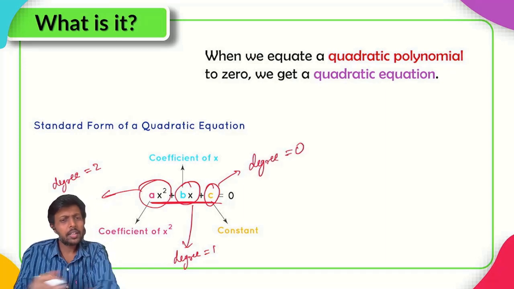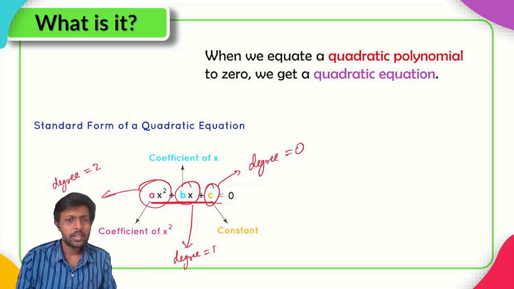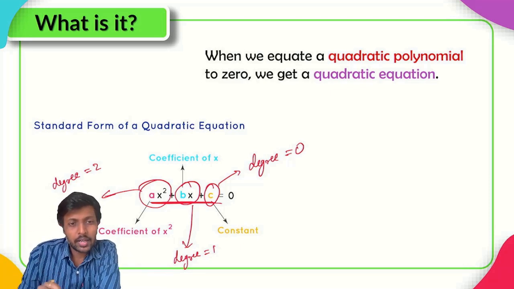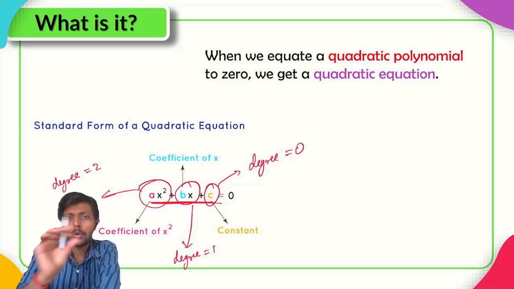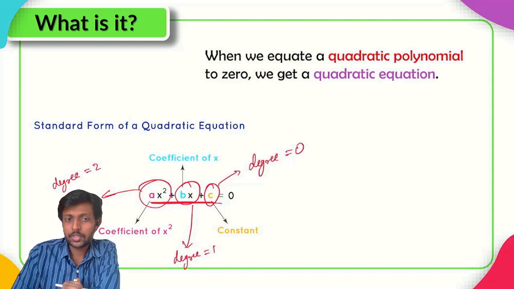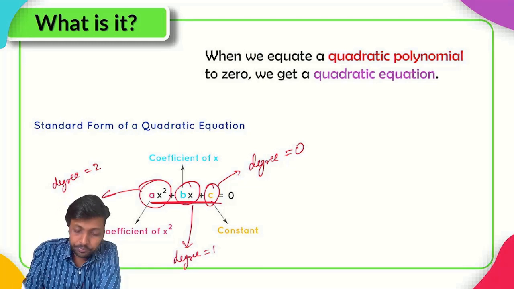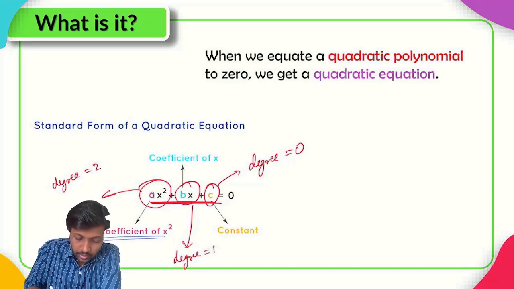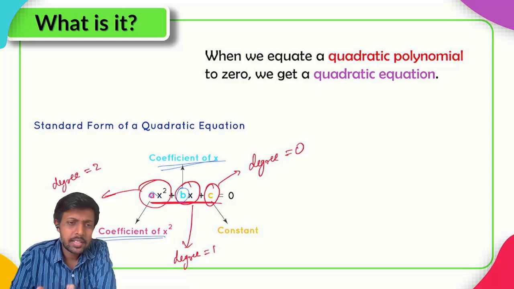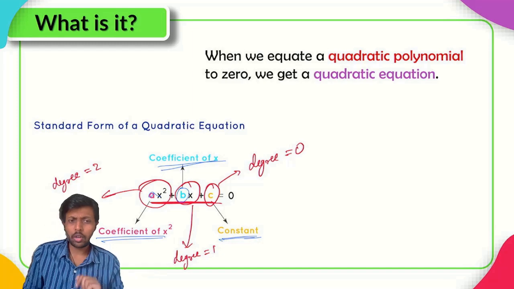So when you arrange the terms in decreasing order of the degree, you have the standard form of any equation. For a quadratic equation, you write the standard form of the quadratic polynomial, equate it to 0, and you have the quadratic equation. We all recognize the coefficient of x squared. It's a here. The coefficient of x is b, and c is the constant term. This we all already know.